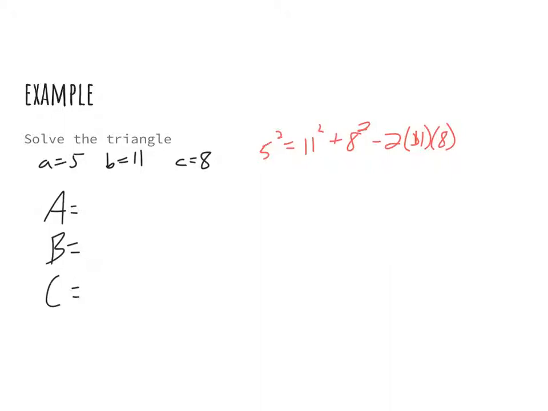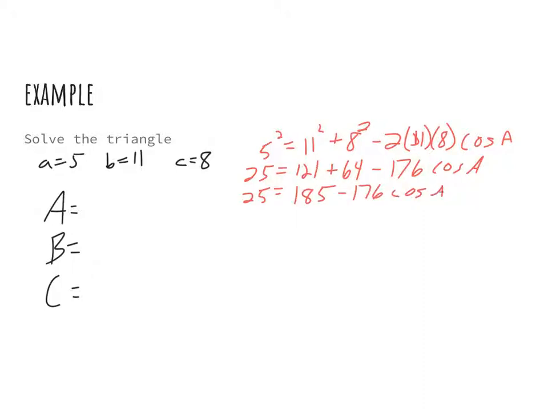5 squared is equal to 11 squared plus 8 squared minus 2 times 11 times 8 times the cosine of A. 5 squared is 25, 11 squared is 121, 8 squared is 64. 2 times 11 times 8 should be 176. I can add 121 and 64 together, giving me 185. Subtracting the 185 over to the other side, I should get a negative 160.